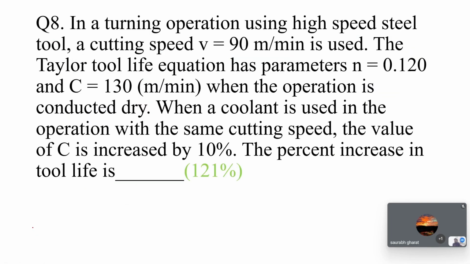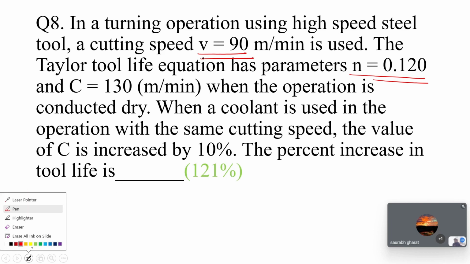So we have a problem now. In a turning operation, a high speed steel tool with a cutting speed of V equal to 90 meter per minute is used. The Taylor life equation has parameters n equal to 0.12 and C equal to 130 when the operation is conducted dry. When a coolant is used in operation with the same cutting speed, the value of C is increased by 10%. Find the percentage increase in tool life.